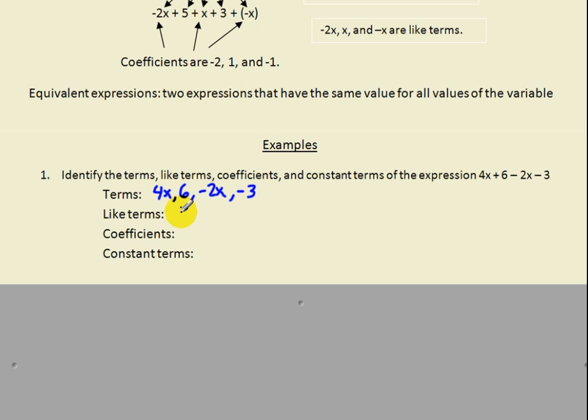Like terms, we have 4x and negative 2x. Those are like terms. Also, we have our constants, 6 and negative 3. So those are like terms. Coefficients are 4 and negative 2. So those are being multiplied by x. And then the constant terms are 6 and negative 3.